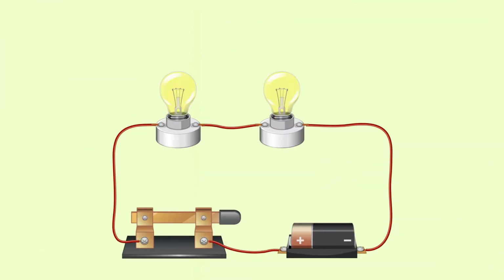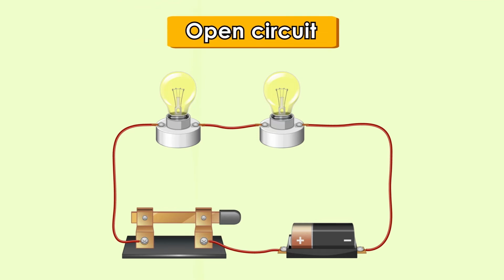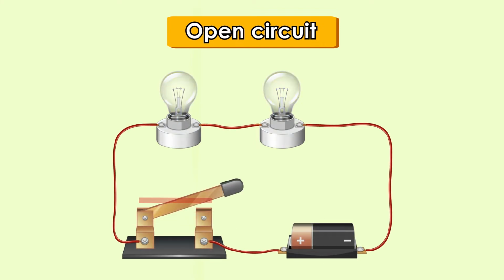On the other hand, an open circuit is when the switch is open. Therefore, there is a gap in the circuit. In the open circuit, the electric current cannot flow in the circuit and the bulb will not light up.